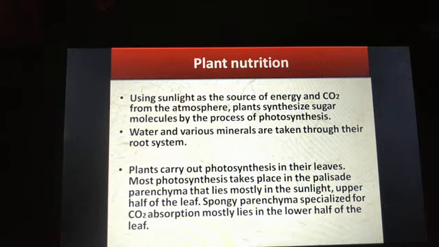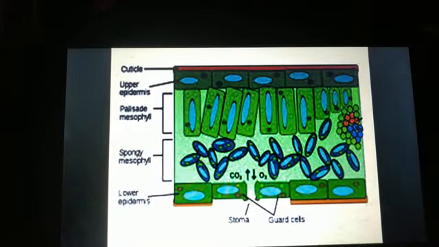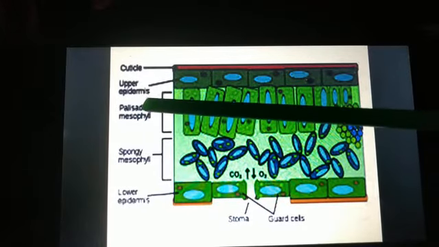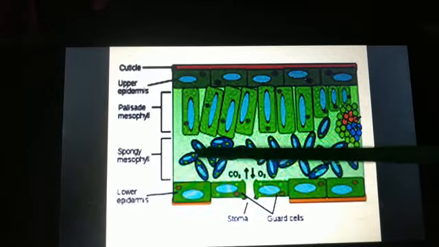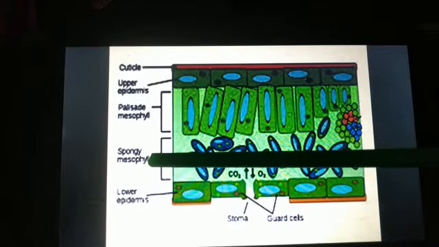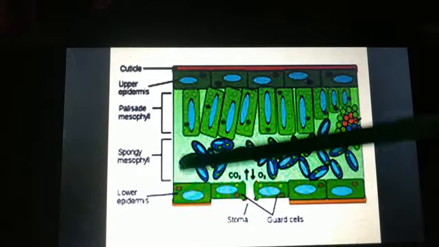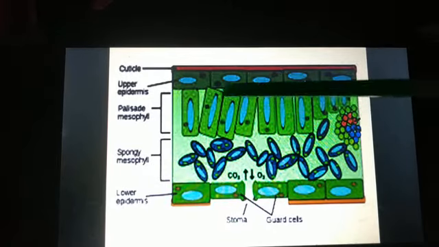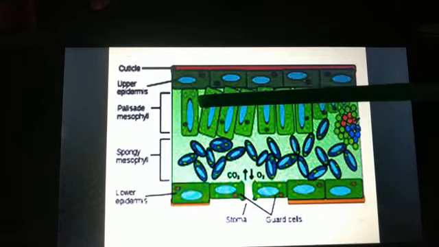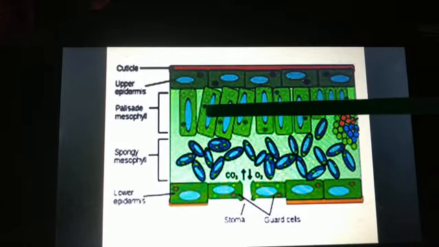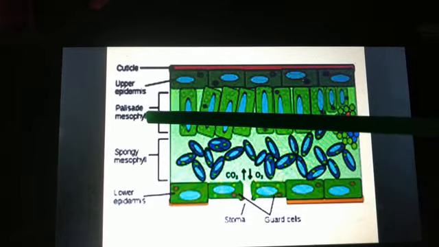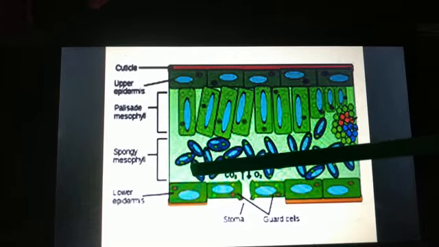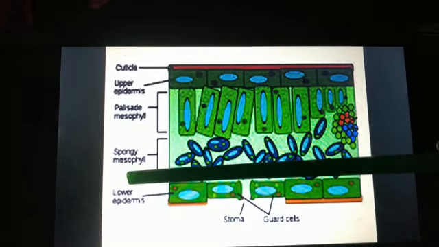I'll show you the image. See here, students, this part is the palisade parenchyma, and this part is the spongy parenchyma. This whole is a leaf. Okay, if we magnify this under a microscope, we will see this structure. This part lies on the upper half, the palisade parenchyma, and the lower half of the leaf contains the spongy parenchyma.